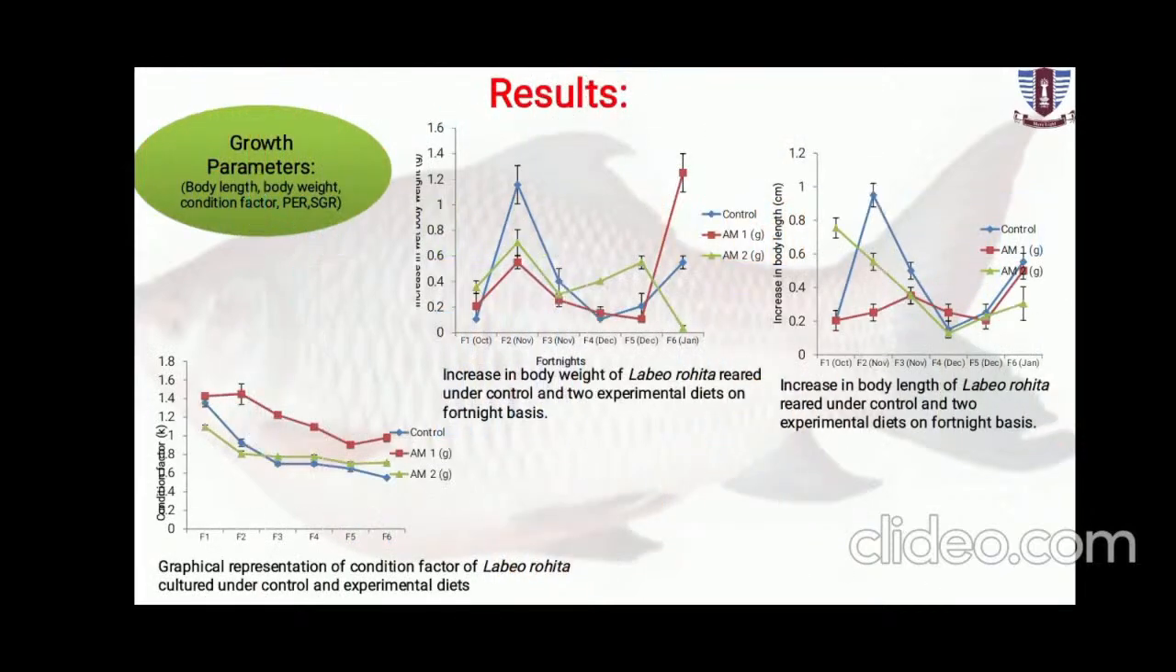After that, all the results obtained were statistically analyzed using the SPSS software. Analysis of the growth performance showed the maximum increase in weight and length in the enzyme supplemented group as compared to the non-supplemented group. Results for the condition factor show the maximum growth in AM1 having amylase 3 mg per kg and minimum growth in the control group.